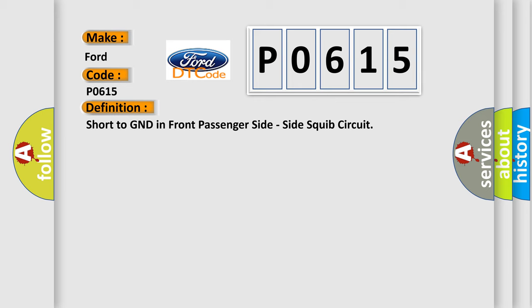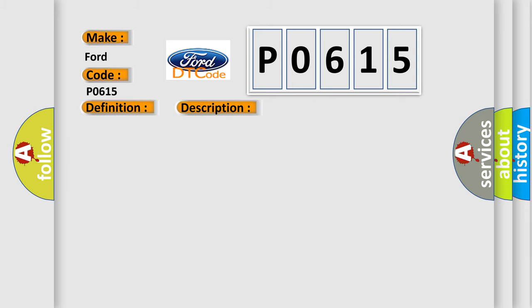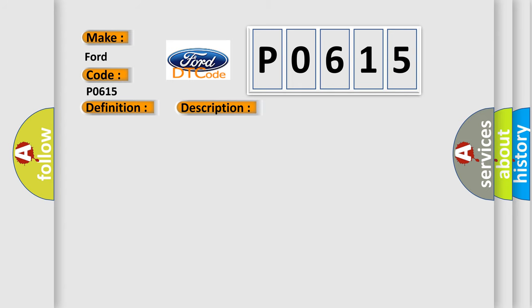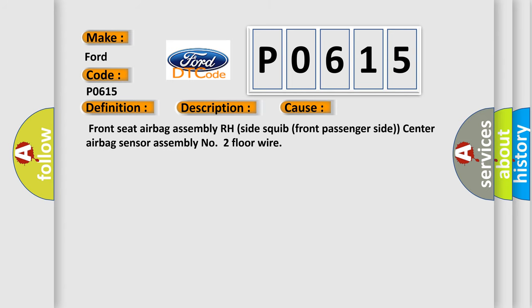And now this is a short description of this DTC code. The center airbag sensor assembly receives a short circuit to ground signal in the side squib front passenger side circuit for 0.5 seconds. This diagnostic error occurs most often in these cases: front seat airbag assembly RH side squib front passenger side, center airbag sensor assembly, number 2 floor wire.